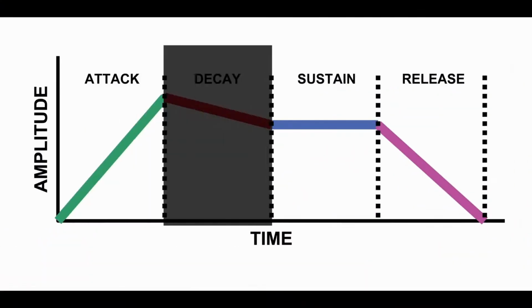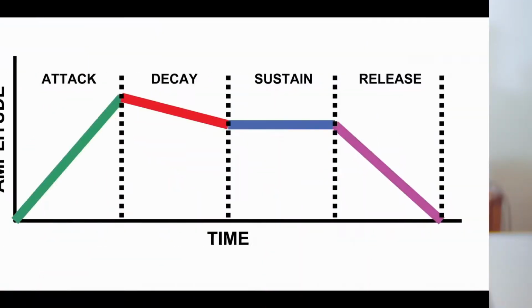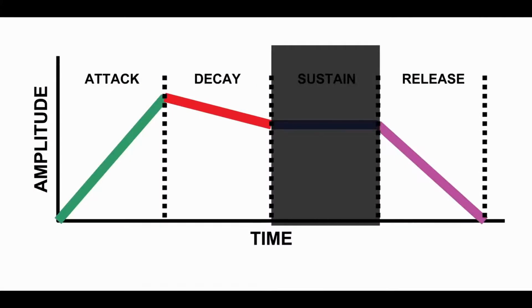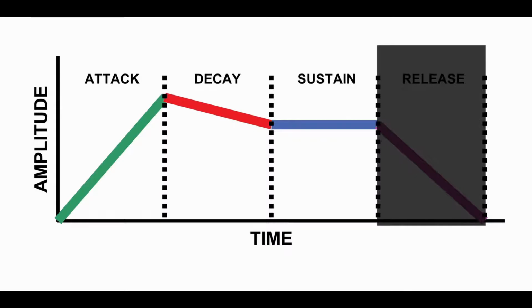Now, decay is how long it takes to get to the secondary volume level, and this comes right after the attack hits. Sustain is how long it stays at that secondary volume level, and the release is how long it takes for the sound to fade from the secondary volume level to complete silence. And this is also known as the tail of the sound.